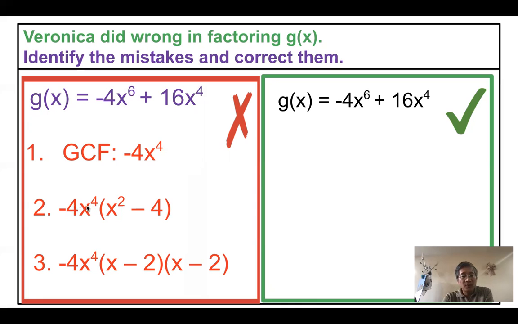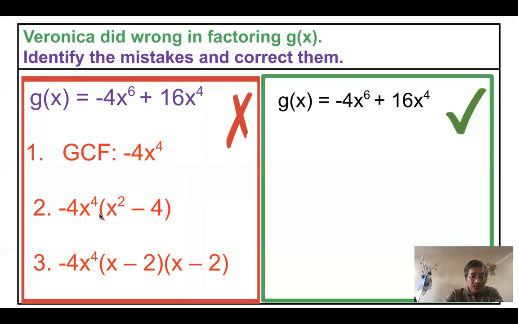Negative 4 times 1 is negative 4, so the 1 you don't need to write down. The variable x to the fourth power times what is x to the sixth power? Yeah, x squared. You add the powers, you should have x squared, right? Then negative 4x to the fourth power times what is this? The variable is the same, so you don't need to worry about the variable. Variable x to the fourth power exactly here, but now only the number, negative 4 times what is 16? Negative 4, right? So minus 4.